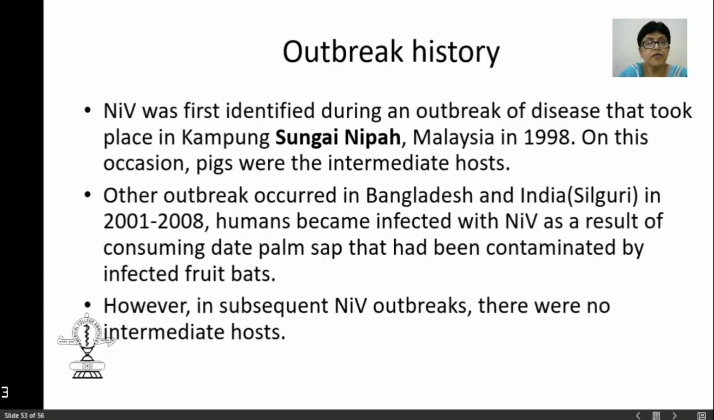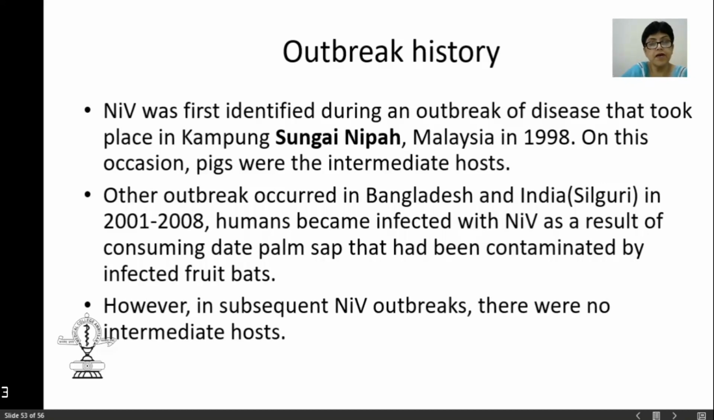The Nipah virus was first identified during an outbreak of disease that took place in Kampung Sungai Nipah, and that's how it got its name, because it was a region in Malaysia in 1998 where this virus was first isolated and identified, and over here the pigs were the intermediate host. Since then, outbreaks have been discovered in other places, especially in Bangladesh and Siliguri in 2001-2008, and the latest outbreak we've had in the year 2017.